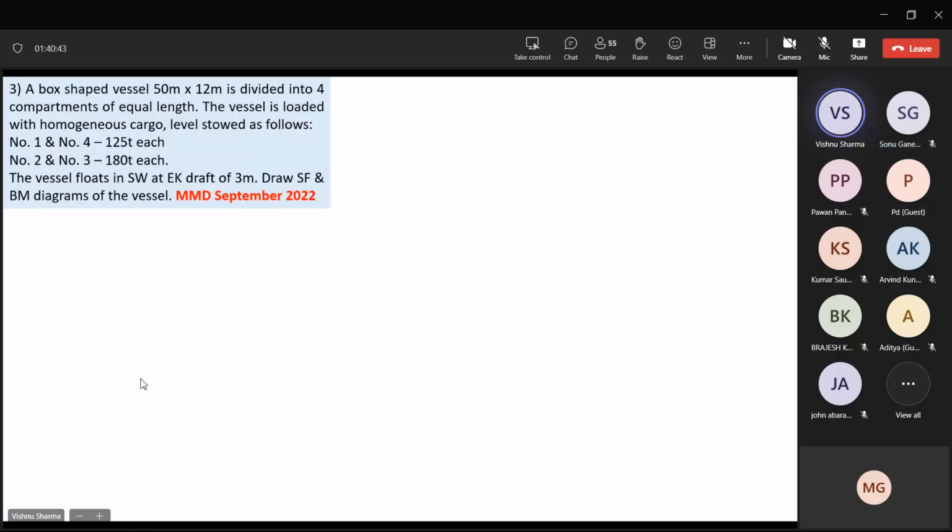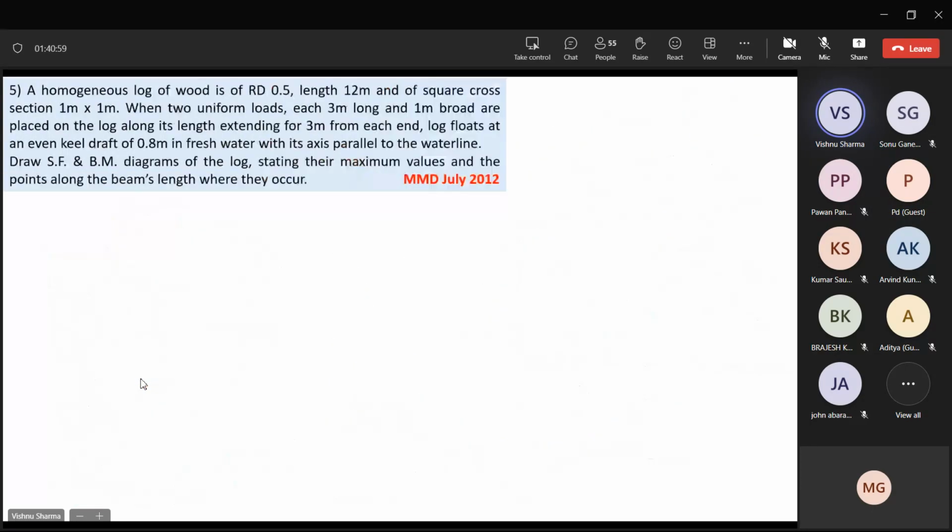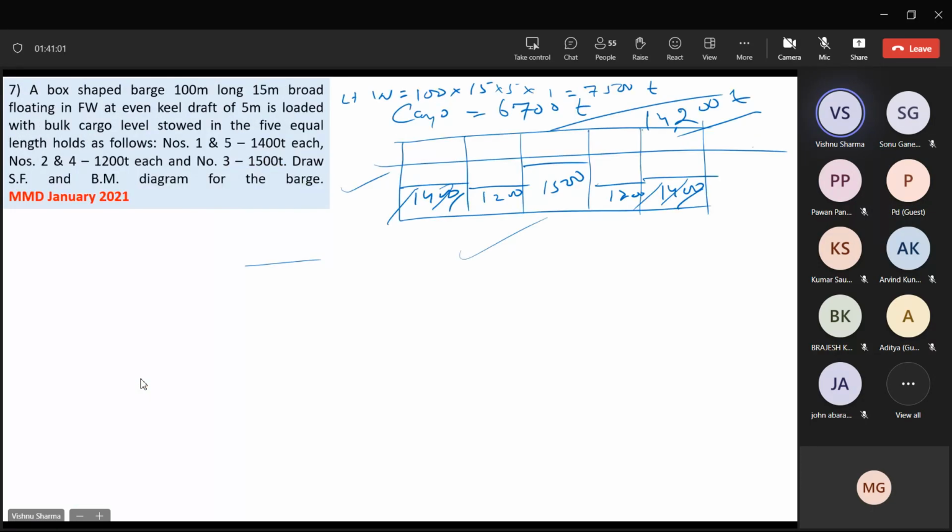Correct. The difference between the two is that here the draft is given after everything, the complete information is given. Yes or no? Yes sir. So here it is basically the load displacement. And in this particular question, since the draft is given before the cargo, a box-shaped vessel is floating and is loaded with this, because for a 100-meter vessel, 1200 tons won't happen. So that is correct, what you are saying.